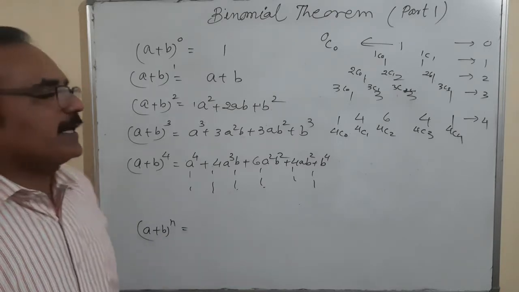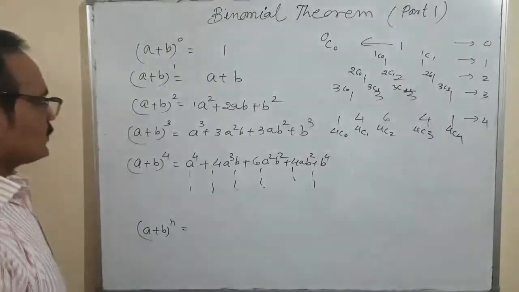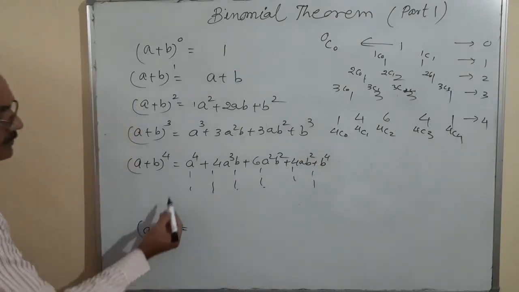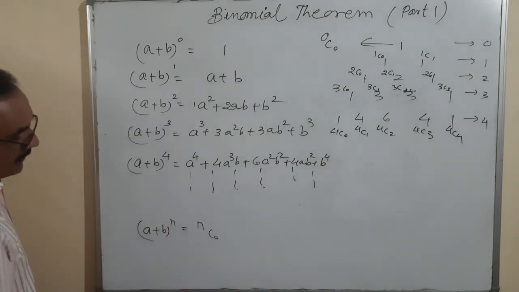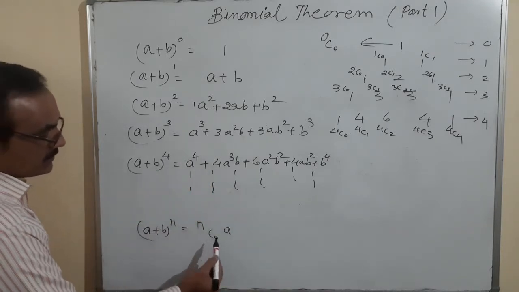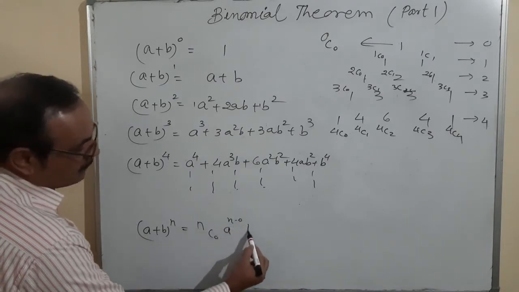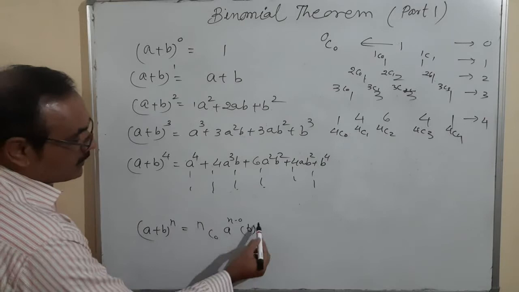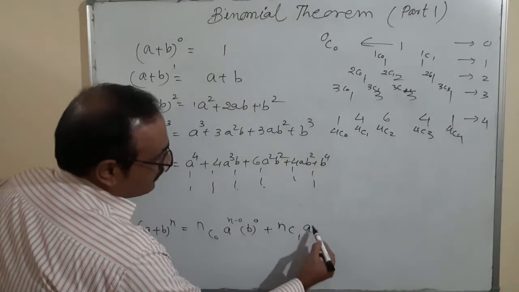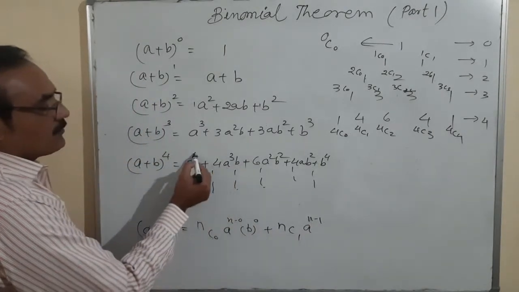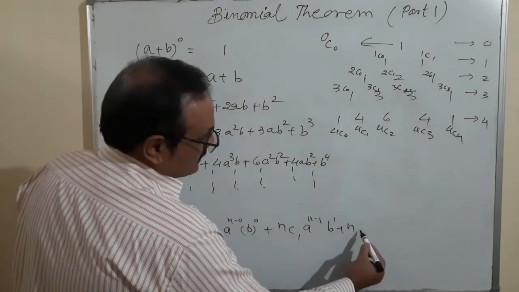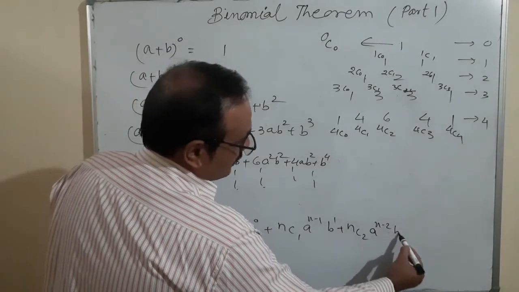This way, when we are going to write the expansion of (a + b)^n, what do we write? First of all, n. So may I write starting from 0. So the coefficient is nC0, and a to the power n, highest, that means n minus 0, and b to the power 0, because no b is here. Plus, second, nC1 a to the power n minus 1, b to the power 1, plus nC2 a to the power n minus 2 and b to the power 2.